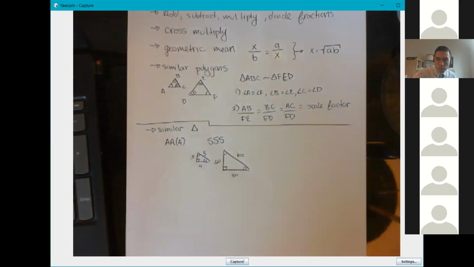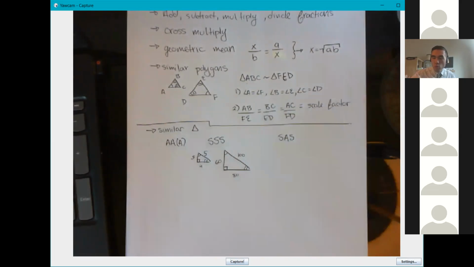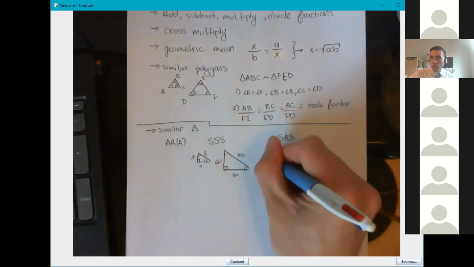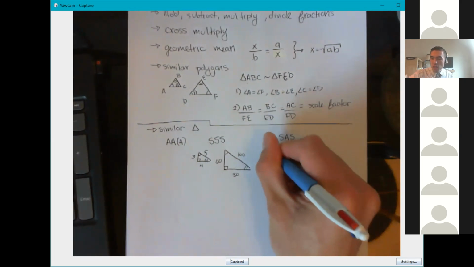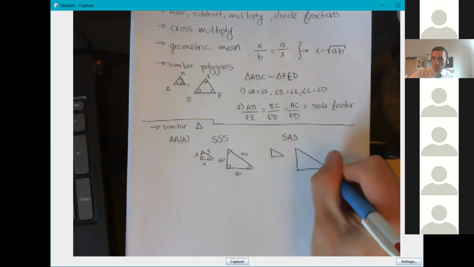Side angle side. If you have similar sides with an equal included angle in the middle, again, because of the special properties that triangles have built into the fact that they are the most simple of all polygons, having two triangles with SAS information is enough to, again, establish that those triangles are similar.